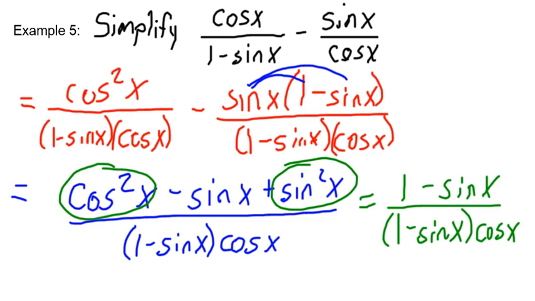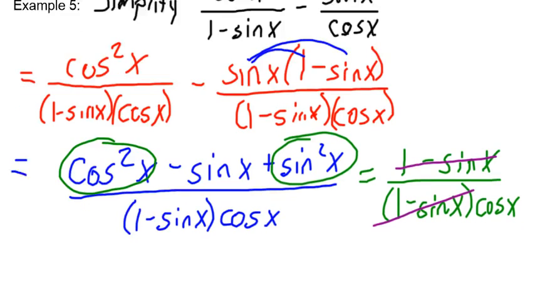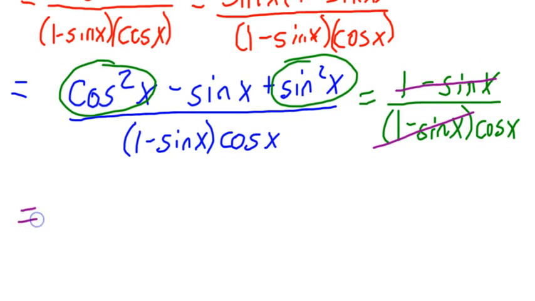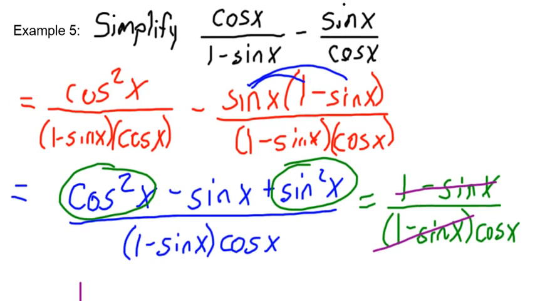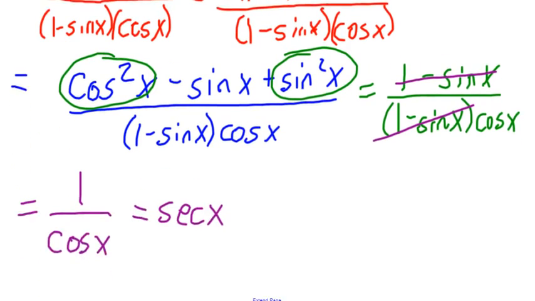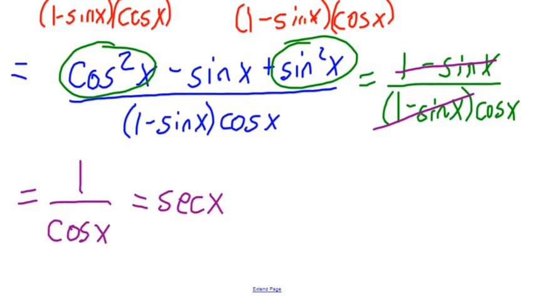Again, if we look, we should see we have two things in common, a 1 minus sine x and a 1 minus sine x. So we're left with 1 divided by cosine x. Cosine is the reciprocal of secant, so that simplifies down to secant x. So again, we started with something that looks fairly complicated. We had two fractions. If we use trig identities, that simplifies all the way down to just secant x.